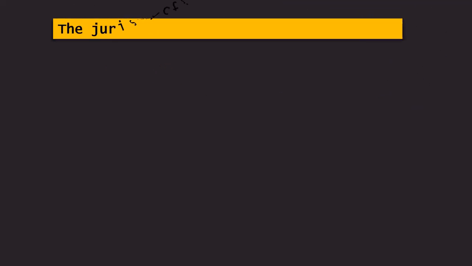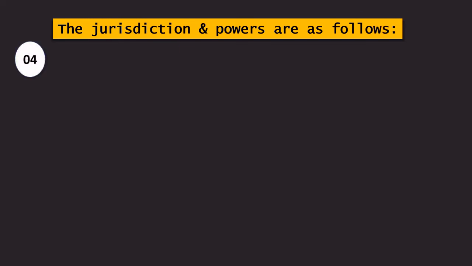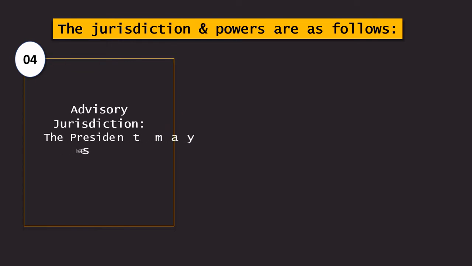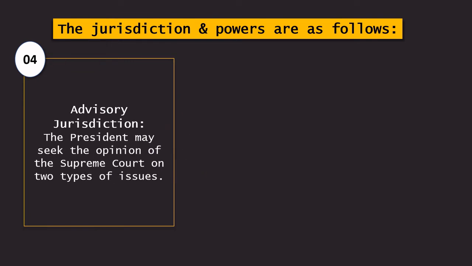Fourth, advisory jurisdiction. The President may seek the opinion of the Supreme Court on two types of issues. A. On any question of law or fact of public importance that has arisen or is likely to arise. B. On any dispute arising out of any pre-constitution treaty, agreement, covenant, engagement, or other similar instruments.